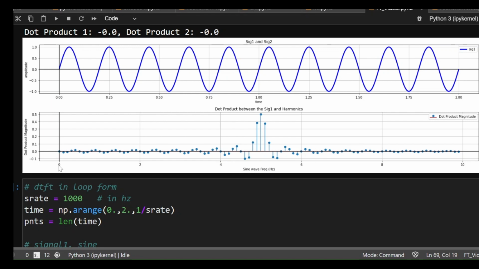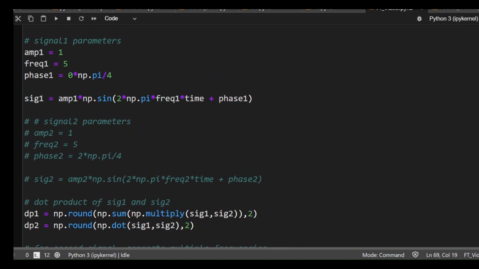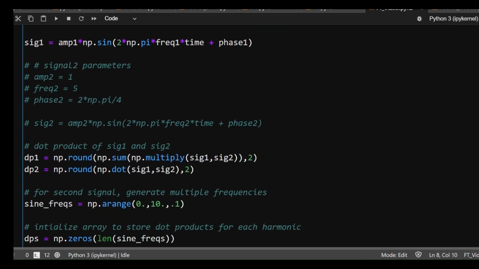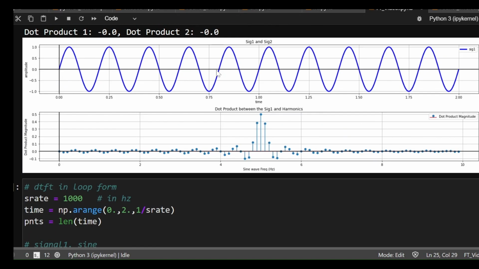We see that when we sweep through these frequencies, from 0 hertz to 10 hertz, only when the frequency matches the original signal's frequency do the dot products rise in magnitude. Otherwise, they all become 0. Is it by coincidence? Let's manipulate this signal and see the effect. We change the frequency for signal 1 from 5 to, say, 2 hertz, and everything else remains the same, sweeping 0 to 10 hertz for signal 2. Let's see what happens to the dot products.